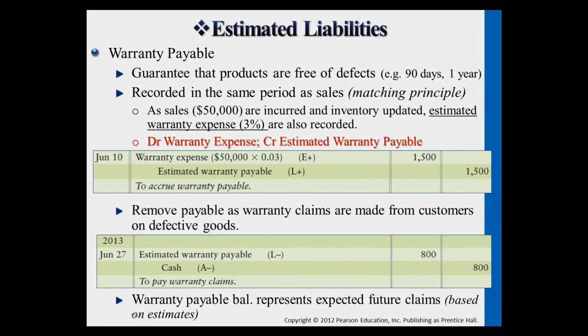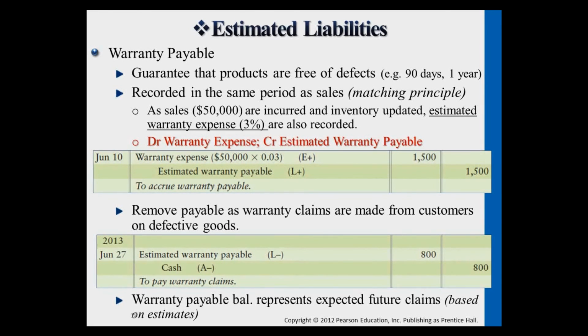Okay, so this is actually additional expenses made on the sales we made to customers based on the product. So we usually estimate the warranty payable based on percentages of sales. This doesn't have to be 3% for all companies. Different companies may have different percentages, just like how we estimate uncollectibles.